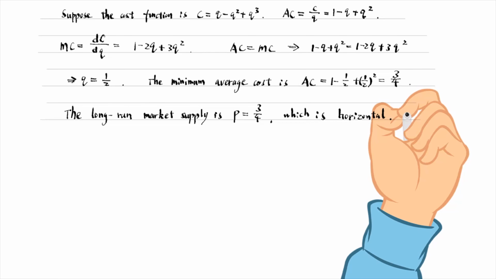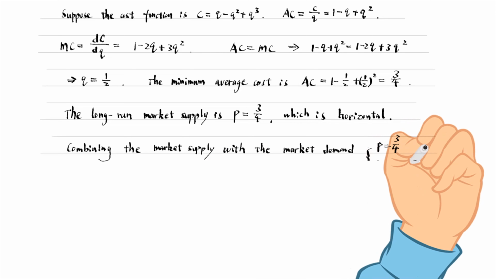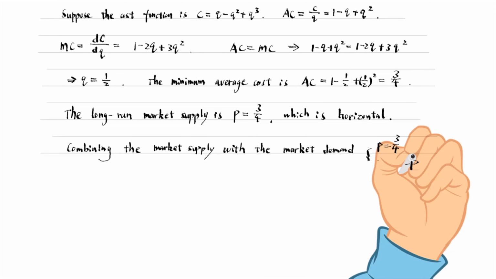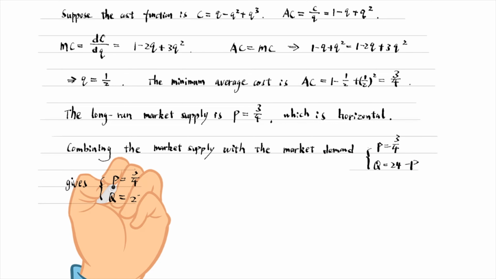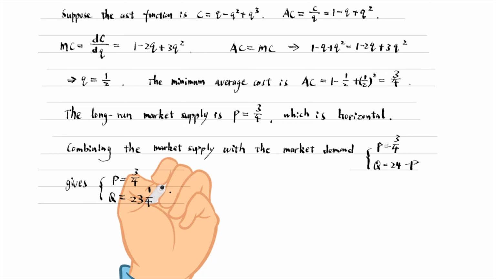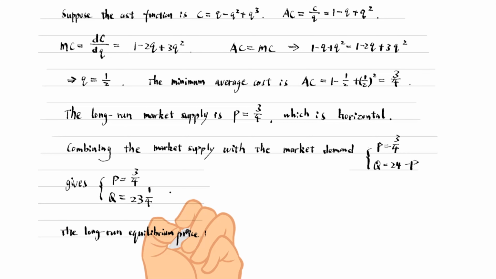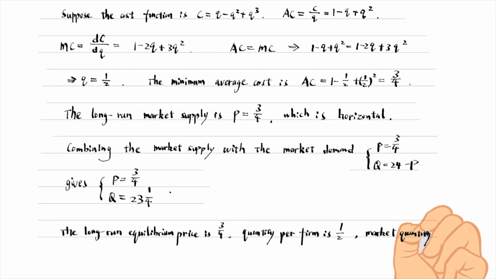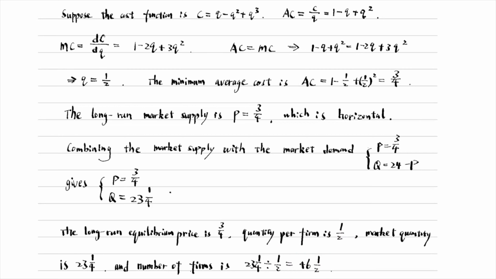Combining the market supply with the market demand gives the long-run market equilibrium price and equilibrium quantity. The quantity of output per firm is 1/2. The number of firms is 46 1/2.